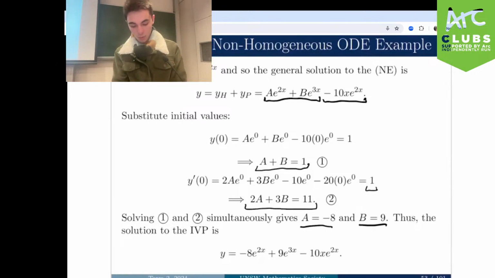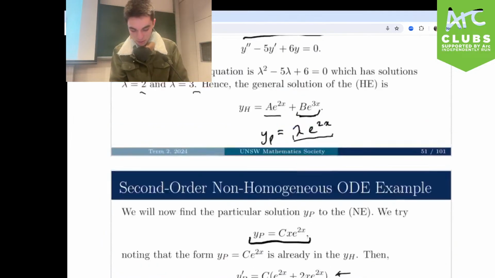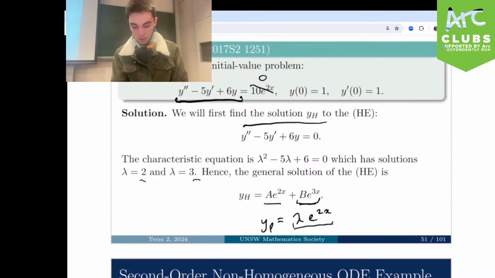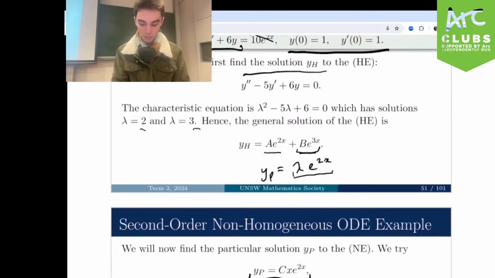So when we write that into where we had a and b in our general solution, this is our solution, right? This is the function that when you substitute it into this differential equation, it would equal 10 times e to the 2x. And it would satisfy these initial values too.